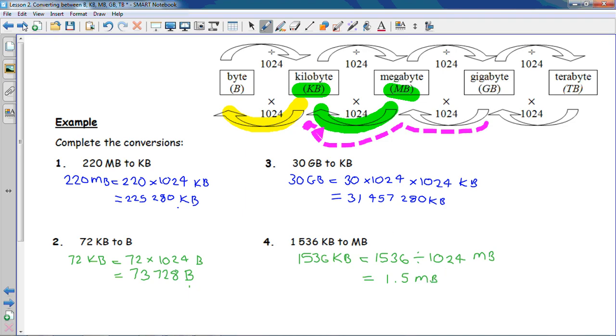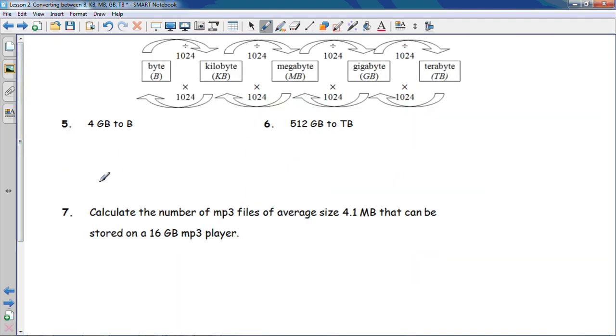So, to our next example. We're now going to go from 4 gig to bytes. So we're going to go from gig all the way down here to bytes. So it's 3 steps. So it's going to be a very, very large number. So let's look at what we're going to do there.